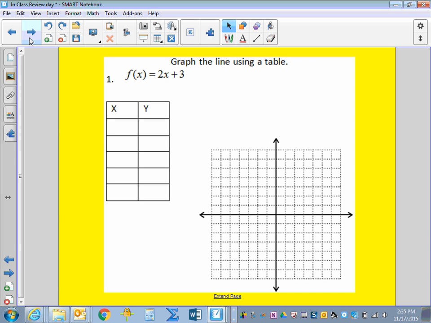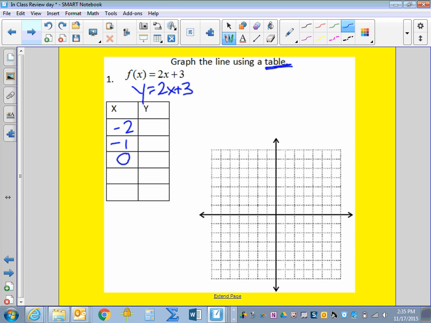What does f of x represent? Y, good. So this is just y equals 2x plus 3. It says graph the line using a table. We must have a 0, and we must pick some negatives and some positives. Negative 1, negative 2, positive 1, positive 2. Sounds great.